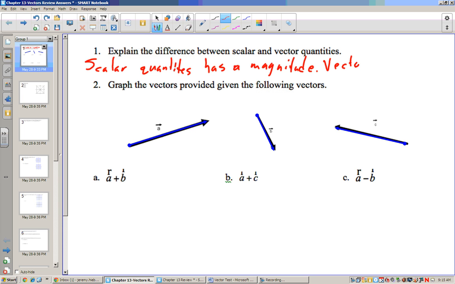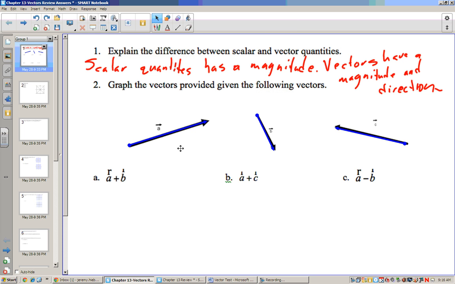Vectors have a magnitude and direction. So running 10 miles an hour north, or traveling from here to North Dakota, we're going north and west. Say if we were going 100 miles an hour, we'd be going to North Dakota, northwest, 100 miles an hour. That would be a vector. If I just said I was traveling at 100 miles an hour, that would be a scalar quantity.